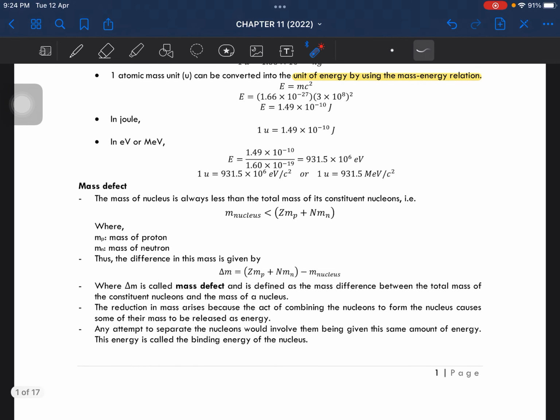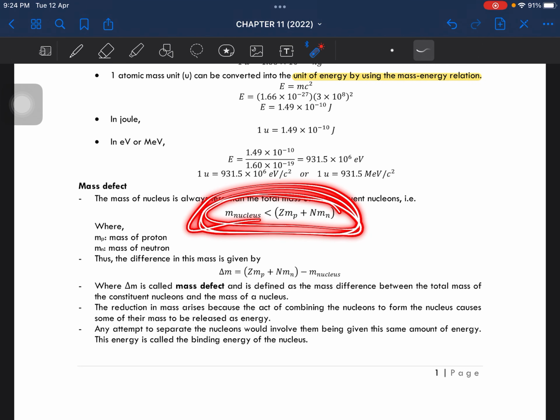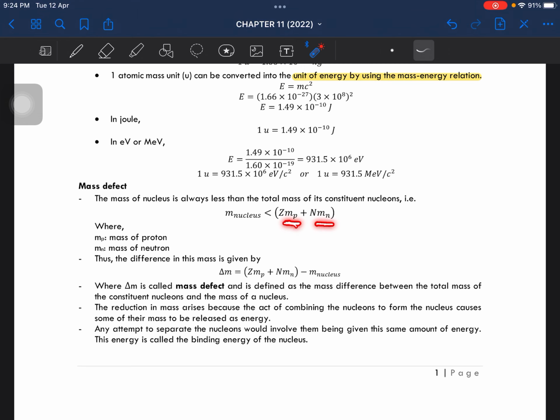Now for mass defect, you should know that the mass of a nucleus is always less than the total mass of its constituent nucleons, which is mathematically shown here. This is the mass of proton, this one is the mass of neutron. The difference in this mass is given by this equation here. So what is delta m? Delta m is what we call the mass defect. The mass defect is defined as the mass difference between the total mass of the constituent nucleons and the mass of a nucleus.